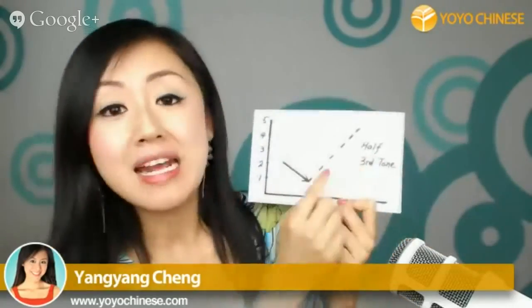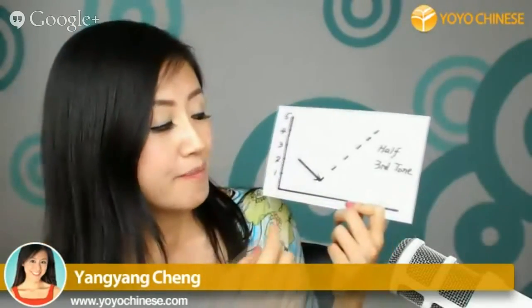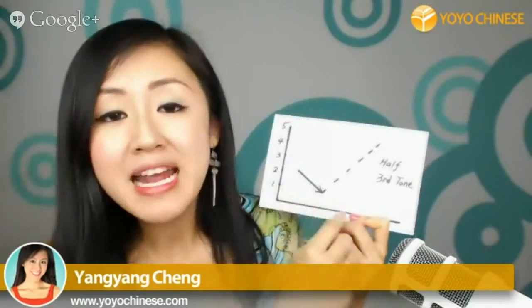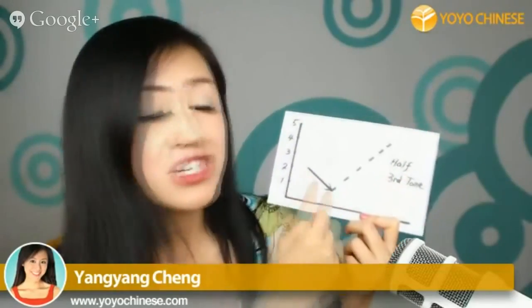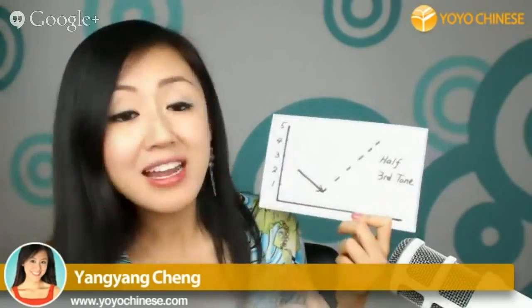Okay, so now you're wondering, why do Chinese people do that? Let me tell you this first. The half third tone is actually how Chinese people, including myself, pronounce the third tone in real life and in natural speech. Now you're saying, why do we do that? My theory is that by pronouncing the full third tone, it's just taking too much time and it will slow down our conversation. So instead, we just half-ass it.